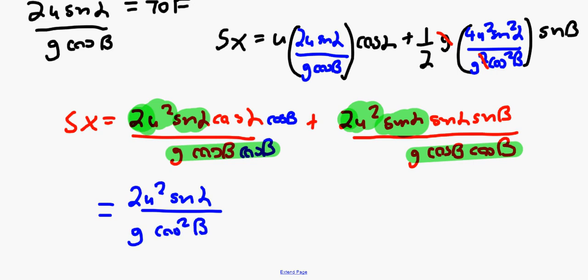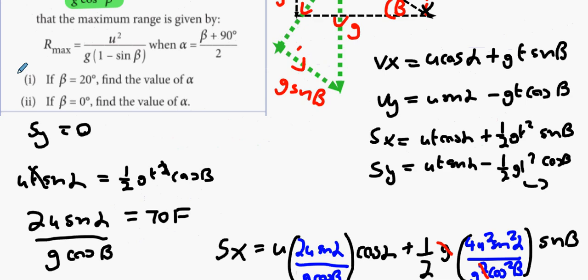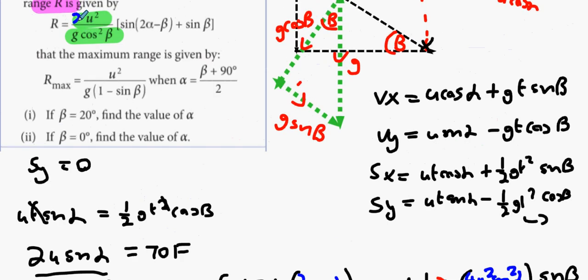That's good news. But what do we have extra? We have a 2 and a sine alpha extra, don't we? Would everybody agree with that? I took out a 2 and a sine alpha extra. So we've got to keep an eye on that, and we'll have to figure out a way to get rid of it later on.